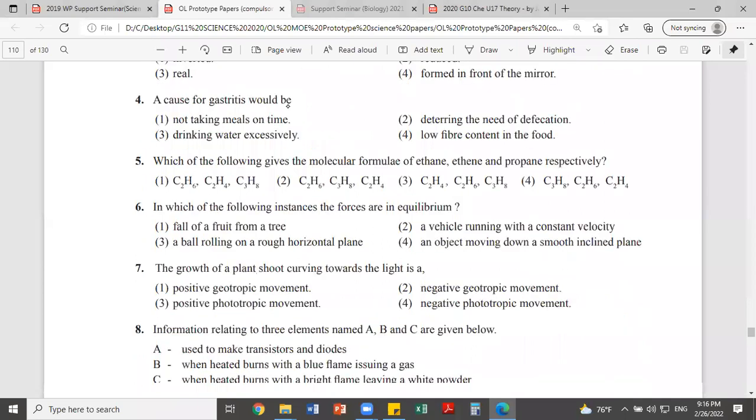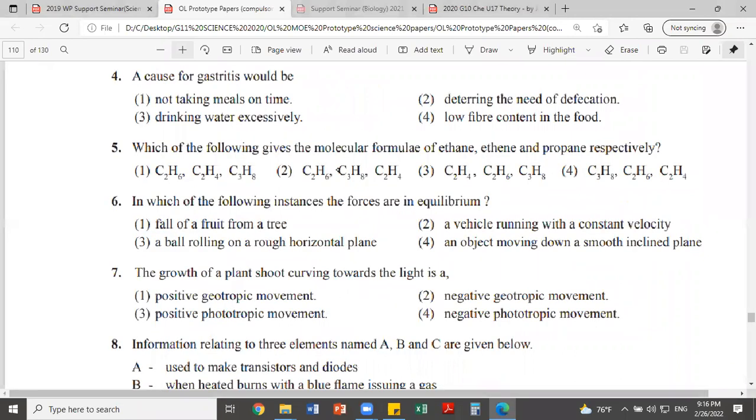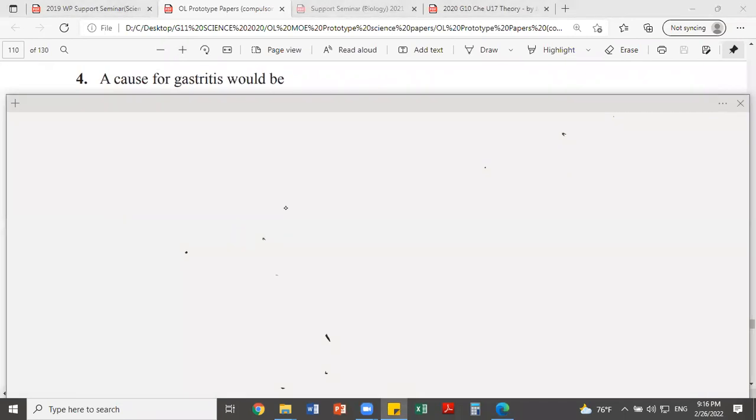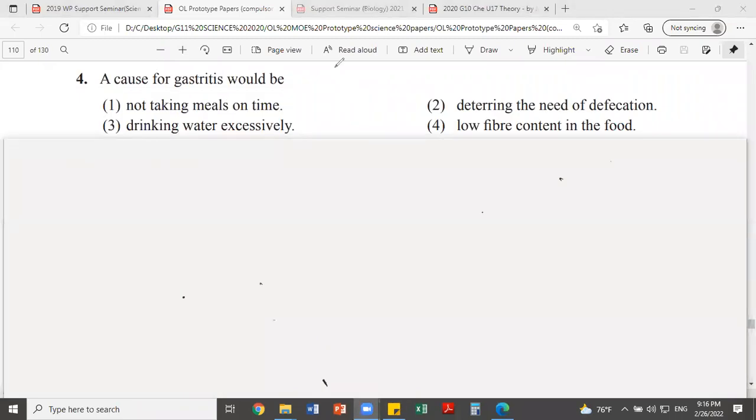A cause for gastritis would be... any volunteers? Cause for gastritis. Who can give me the answer for the fourth MCQ? Right, everyone, those who have not got the printout of this prototype paper by the Department of Examination: they release prototype papers only once, not every year. Once the syllabus changes, the first batch gets prototype papers for all the subjects from the Department of Examination. Similar questions can be repeated.